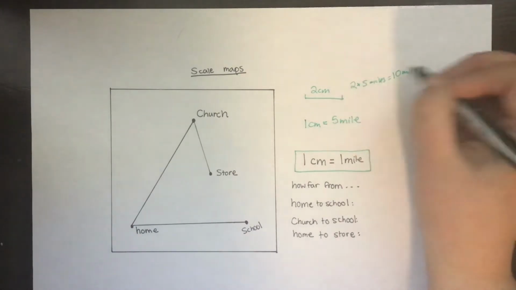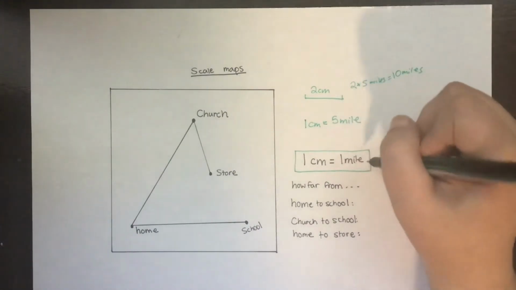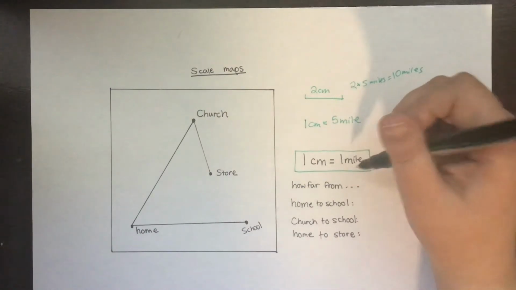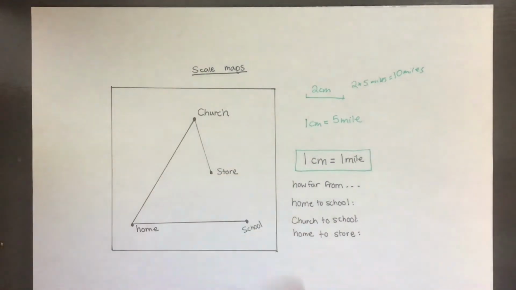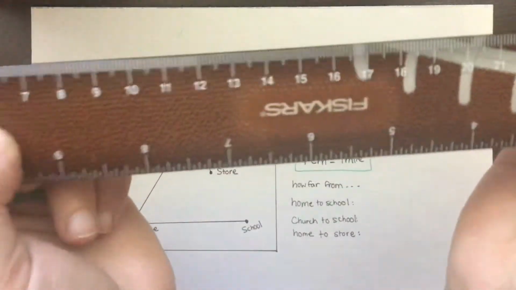Now luckily we don't have to deal with that this time around. We have a nice simple scale. We just have 1 centimeter equals 1 mile. So what we need to do before we can answer any questions is we need to figure out what all of my distances are on my map. So to do that, I need a trusty dusty ruler.